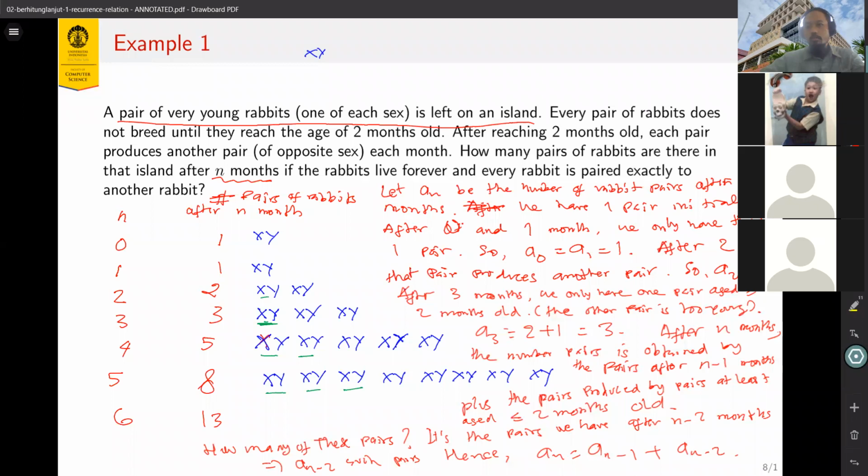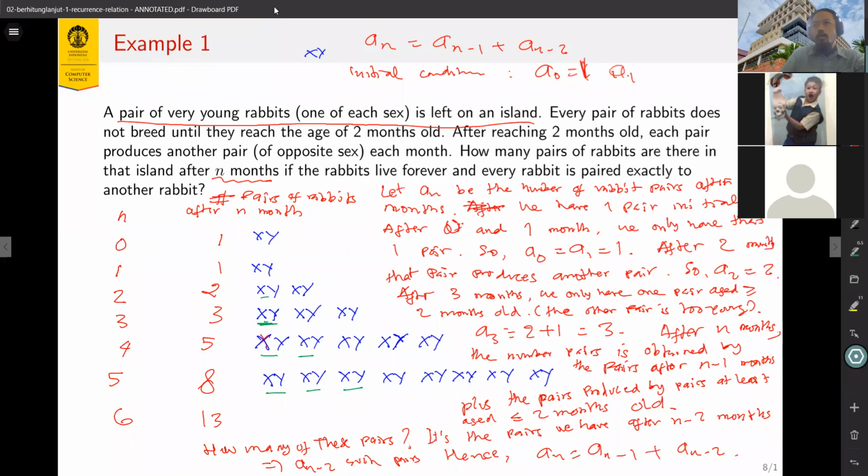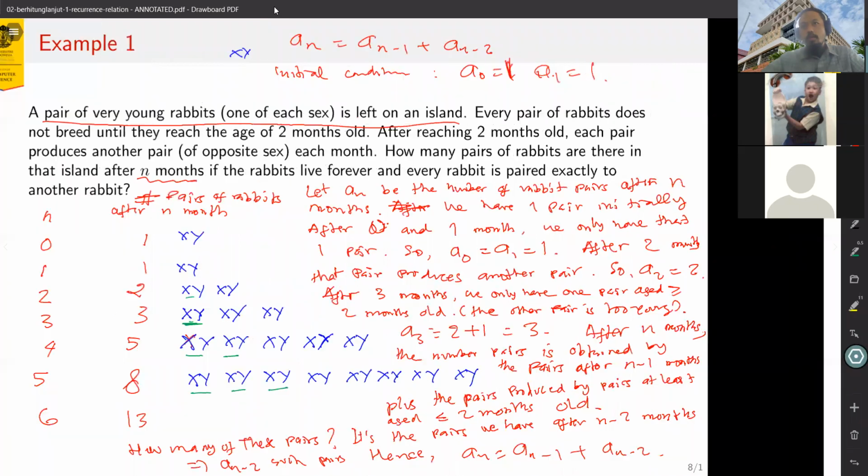Any question? So we have our recurrence relation a_n is a_{n-1} plus a_{n-2}, with initial conditions a0 is 1 and a1 is also 1. Let me write it down better so that you don't get confused. Any question? No? If not, then let's have a look at another example.